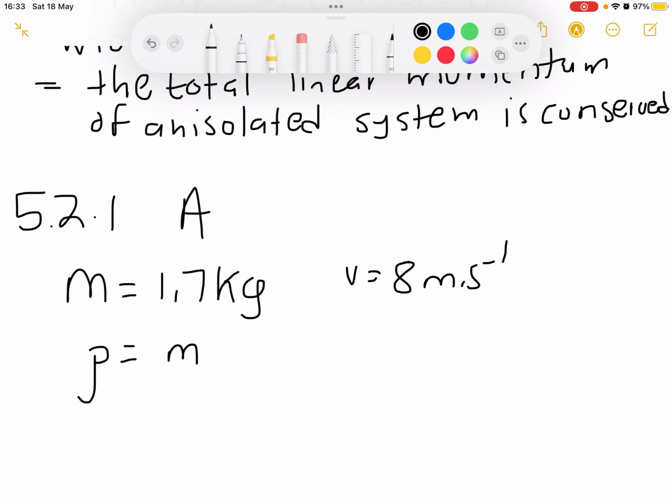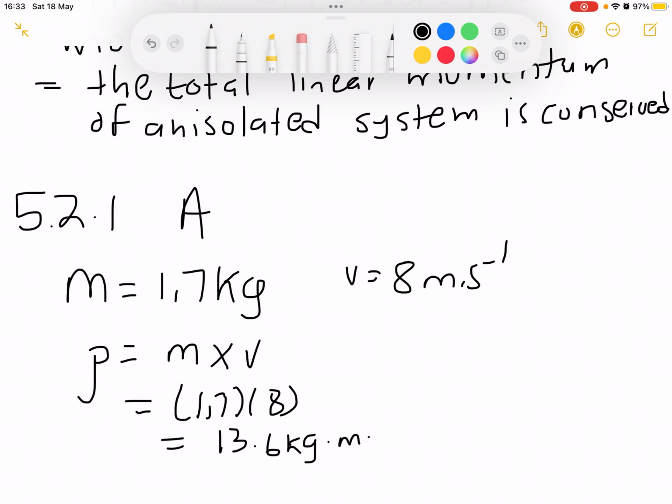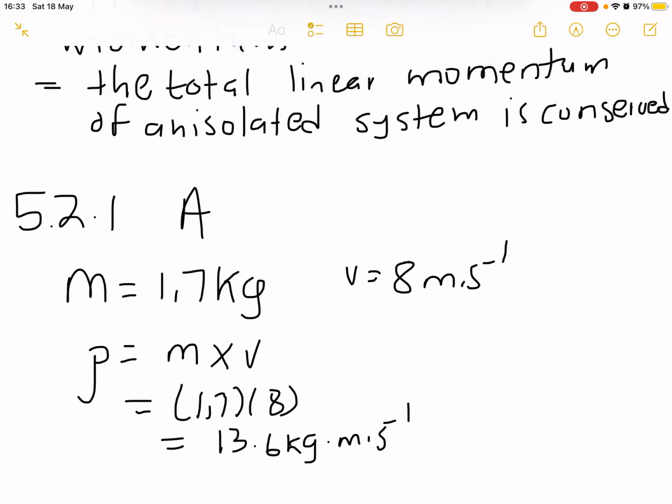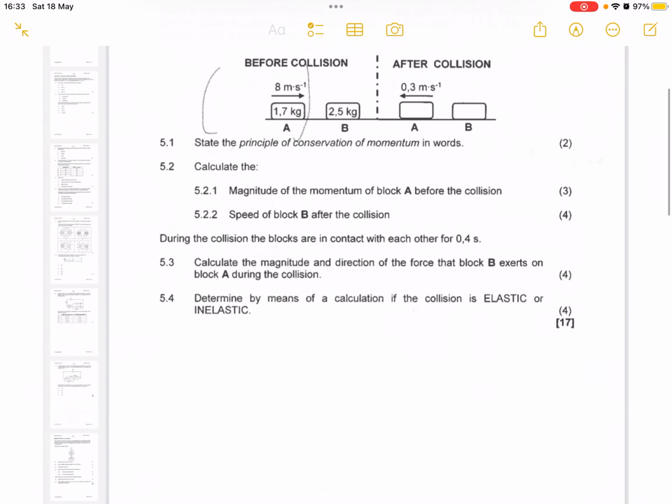Now the momentum is what? The product of the mass and velocity. So it's P is equal to mv. And if you multiply that, it's 1.7 times 8, and that'll give us 13.6 kilograms meters per second. Then in 5.2.2, calculate the speed of block B after the collision. Now, after the collision, we don't know what happens to B, whether it goes left or it goes right. So we have to apply the principle of conservation of momentum.